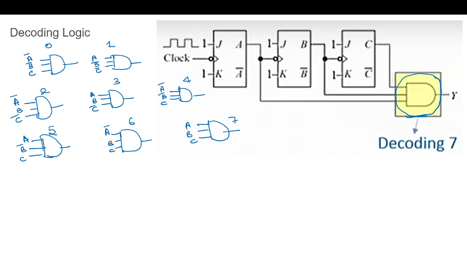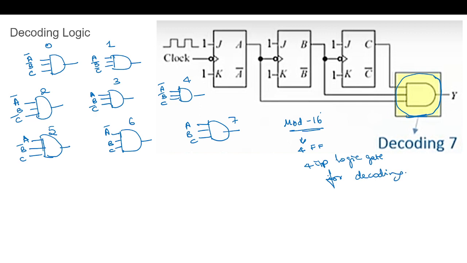Now, this is a 3 flip-flop counter, so it is a mod 8 counter. If we have, say, a mod 16 counter, then there will be 4 flip-flops. So we need a 4 input AND gate or a 4 input logic gate in the decoding network for decoding.